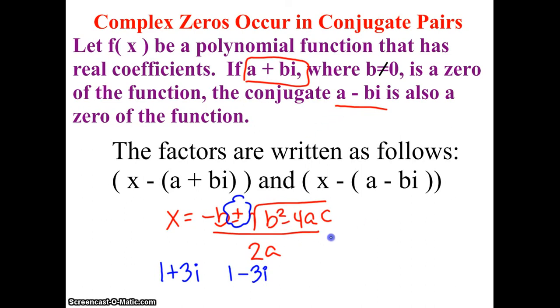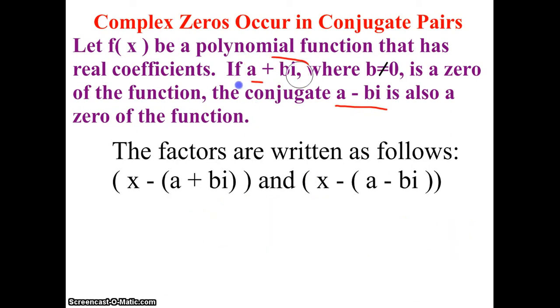So even if you had, let's say, 1 plus the square root of 5 over 2, then its conjugate would also be a solution, which was 1 minus square root of 5 over 2. And again, that goes back to the quadratic formula. So that should make sense. That's what that statement's saying. Again, if a plus bi is a 0 of the function, the conjugate a minus bi is also a 0.